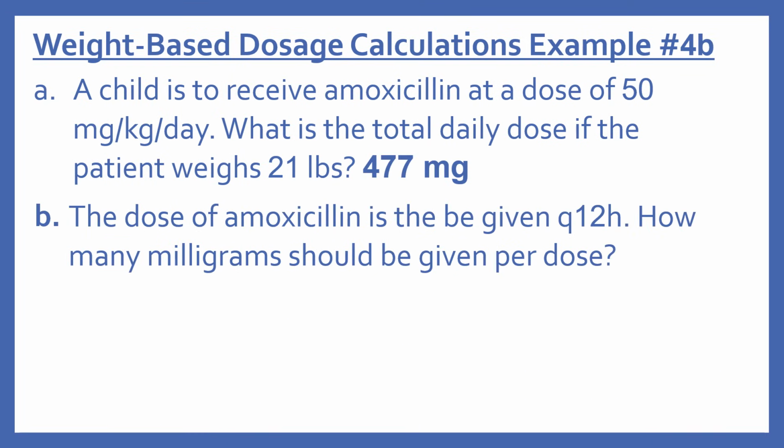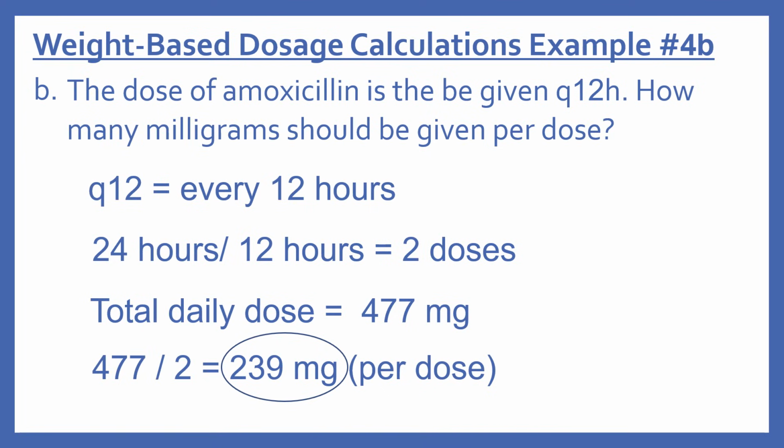Part B, the dose of amoxicillin is to be given Q12H. How many milligrams should be given per dose? So Q12H means every 12 hours. So 24 hours divided by 12 hours, so that would be 2 doses. So the total daily dose was 477 milligrams. If we divide 477 by 2, that equals 239 milligrams per dose.